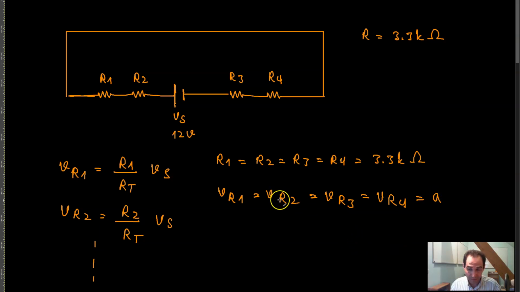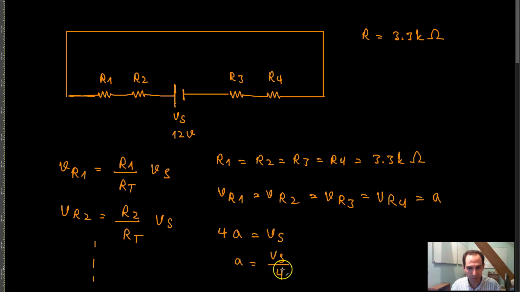So that means that if I call it A, then there is a voltage drop A here, A here, A here, and A here. Meaning that the voltage drop across all of these resistors would be A plus A plus A plus A, 4 times A. And that should be equal to the power supply voltage, V of S. And therefore the voltage drop across each of those resistors, A, would be equal to V of S divided by 4.